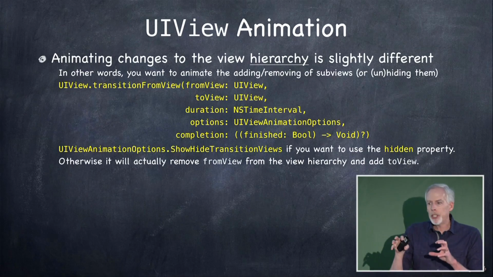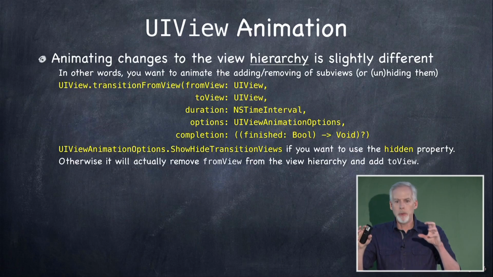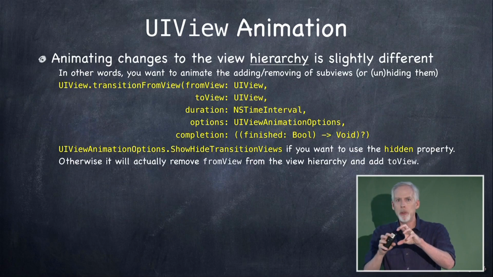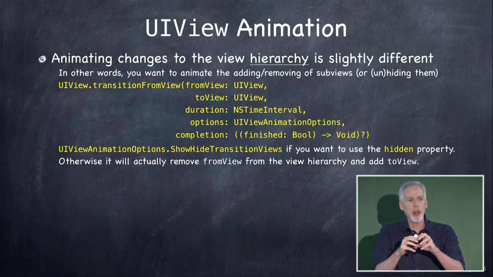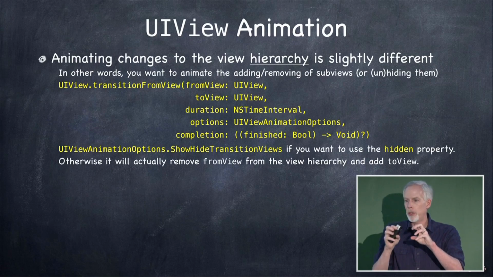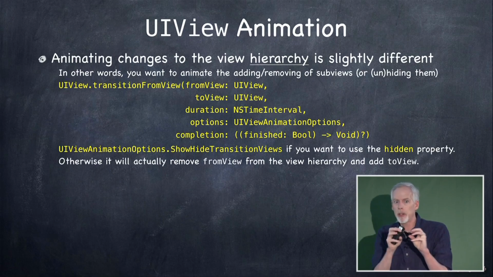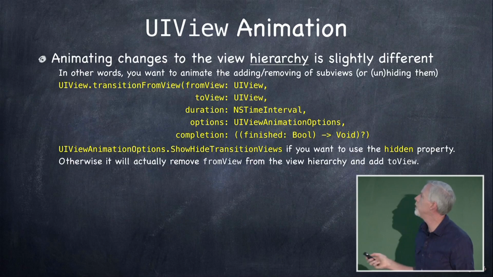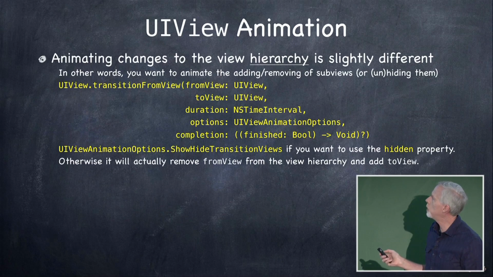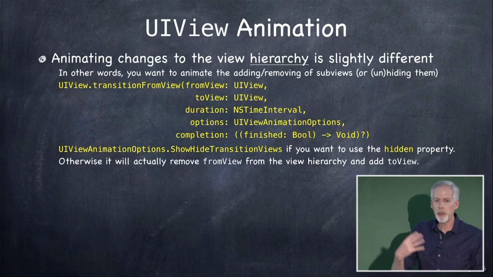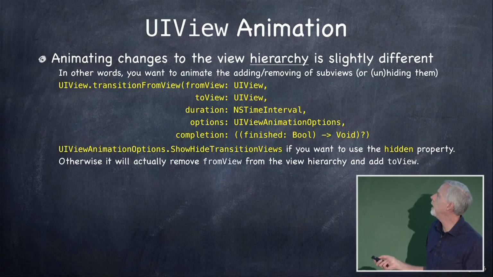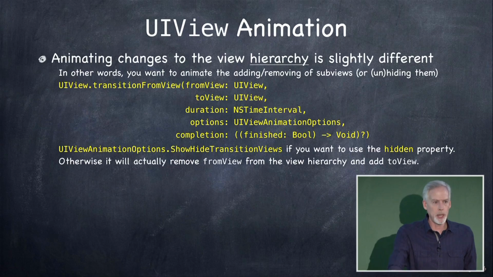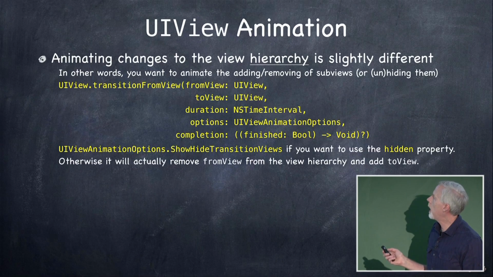Now, if you're animating a change to the view hierarchy, which is to say you've got a view in there and you're going to remove it from its superview and replace it with another view, okay? Or you've got a view that you're going to hide and unhide some other view in its place, then you're going to want to use this one, transition from view to view. So the from view is the view that's in there in the view hierarchy that's going to leave, or be hidden. And the to view is the one that's going to appear, all right? And here's the time, and here's the options, and here's the completion, okay?